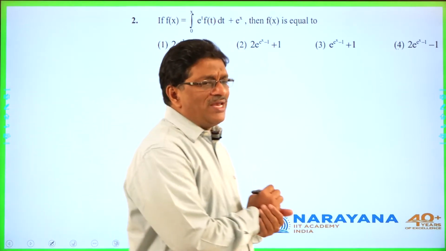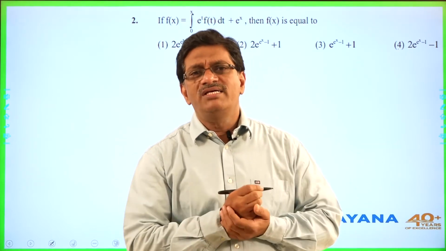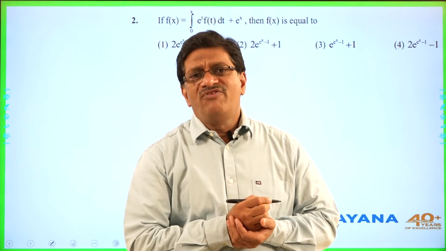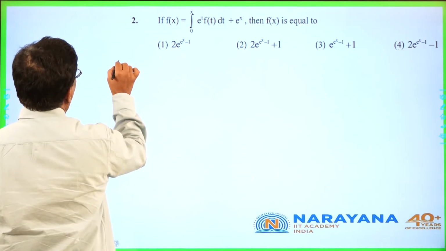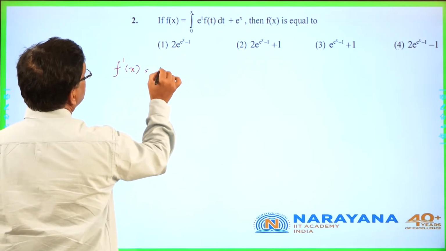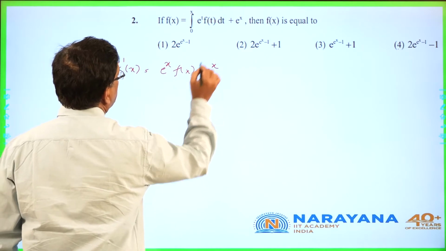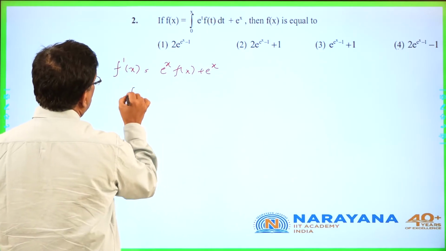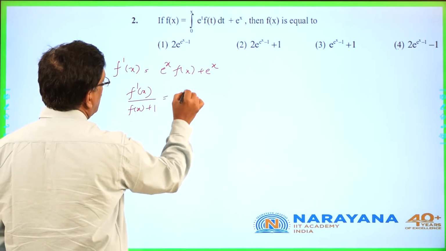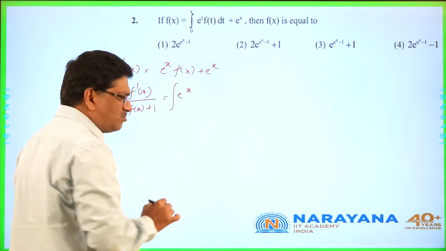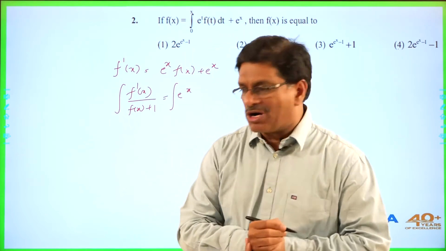Whenever in definite integrals the limits are variables, then there is only one way, that is Leibniz rule, which says that we differentiate with the integral sign present. So that is the reason we are going to differentiate. So f dash x is equal to e power x into f of x plus e power x. I will take e power x common and bring it to the other side. Now integrate on both sides. Remember, of course, dx is there. As here it's rough work, I am not writing the dx.